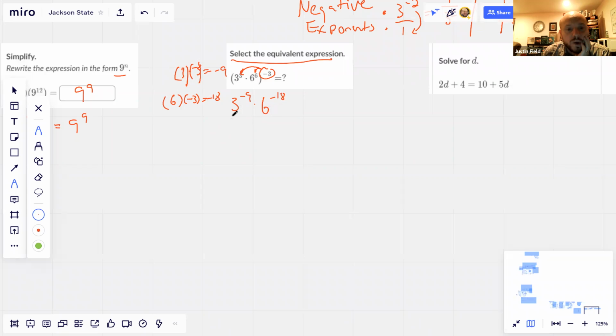All right, so these are not like bases, so we will not be adding the exponents, trying to make a single term. But we can rewrite this expression without negative exponents by putting both of these expressions in the denominator and making those exponents positive. All right, so the more you do it, the more you'll get the hang of it.